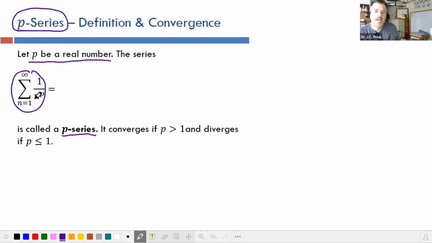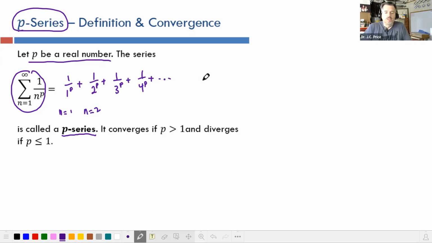So let's just write out a few of these terms. Here we start with n equal to 1, just so you can see what happens. When you plug in 1, you get 1 over 1 to the p, which is really just 1, plus, and then we let n be equal to 2, and you get 1 over 2 to the p, and then n equal to 3, so I don't think I need to write n anymore, 1 over 3 to the p, and then you can see there's a nice pattern here. 1 over 4 to the p, plus dot, dot, dot. So that's what a p-series basically looks like.